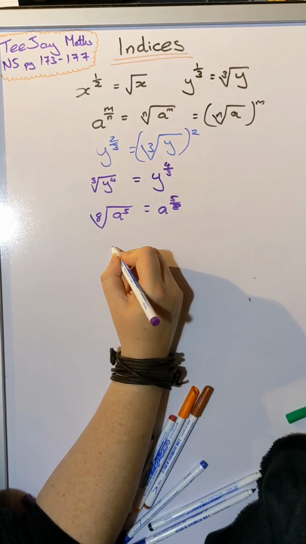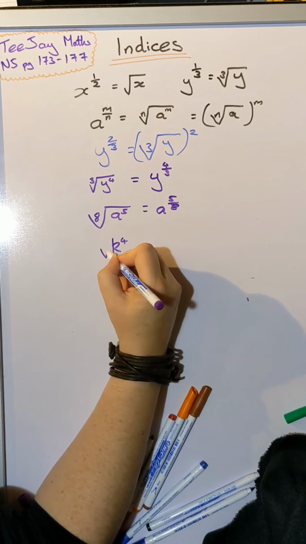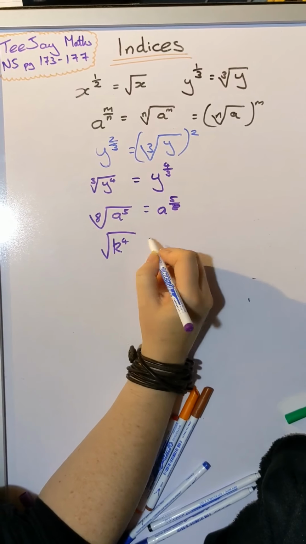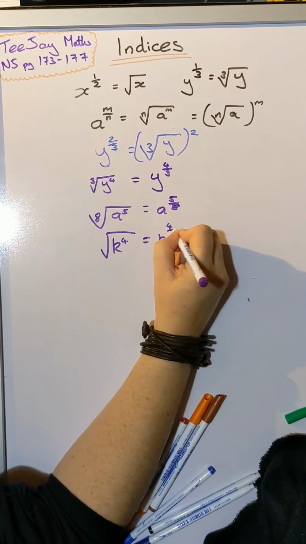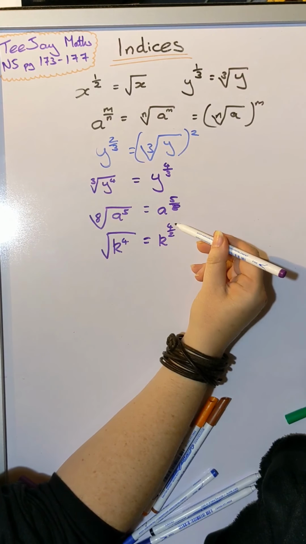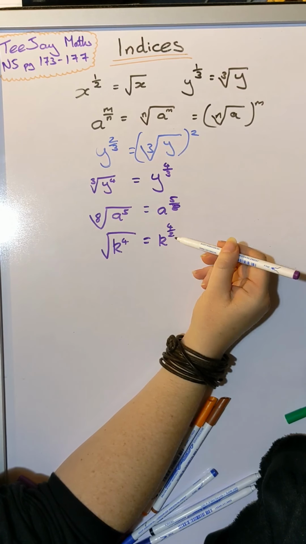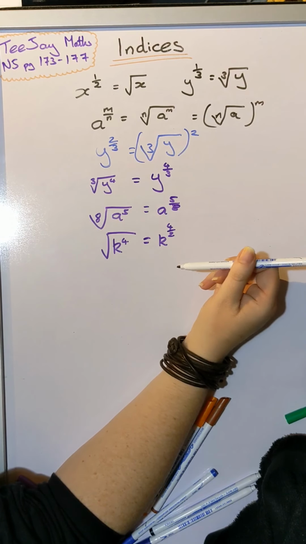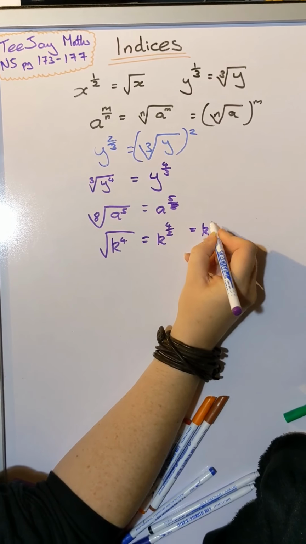If we have k to the power 4, but we're looking for the square root of it, we could write that as k to the power 4 over 2. But you know that the fraction 4 over 2 is the same as 2 over 1, or just the number 2. So we could write that as k squared.